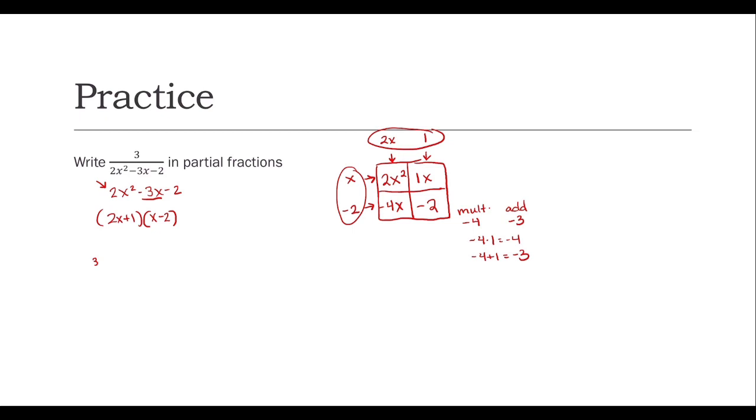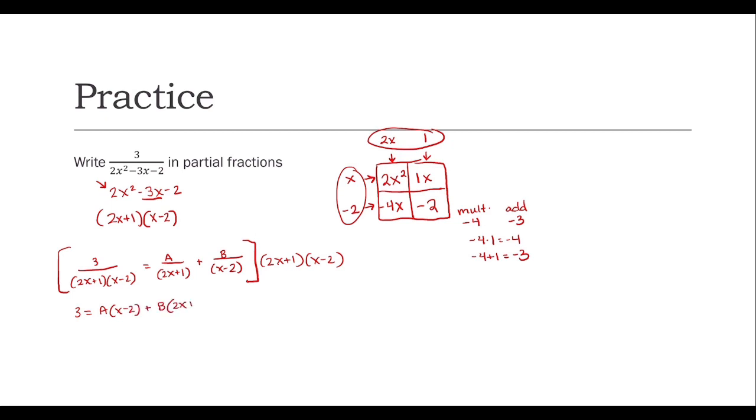So we'll have 3 over 2x plus 1 times x minus 2 equals a over 2x plus 1 plus b over x minus 2. So we'll multiply the entire equation by our factored denominator, our 2x plus 1 times x minus 2. So that gives us 3 equals a times x minus 2 plus b times 2x plus 1.